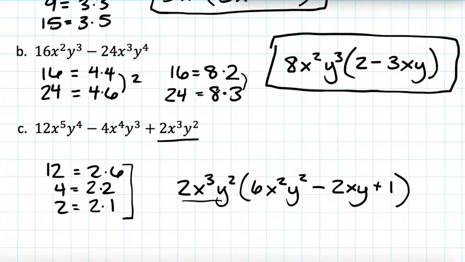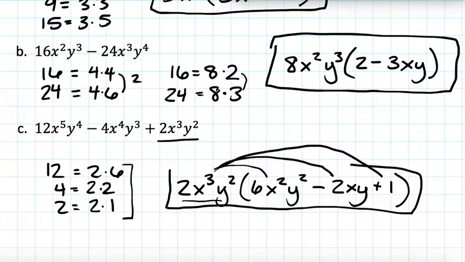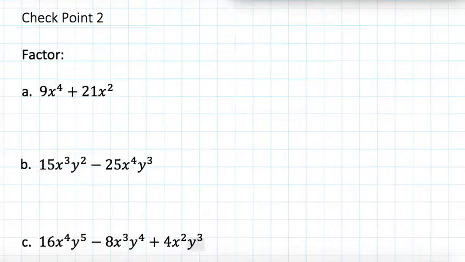so that when you distribute, you get the first term, the second term, and then when you distribute to this plus 1, 1 times 2x to the third y squared gives you that 2x to the third y squared in the last term. So don't forget that plus 1 if the GCF is exactly the same as one of the terms. So that's example 2. You should do checkpoint problem number 2 and then move on with the rest of the video.